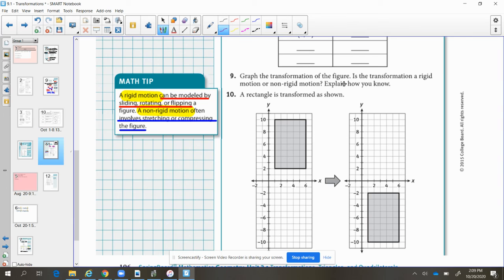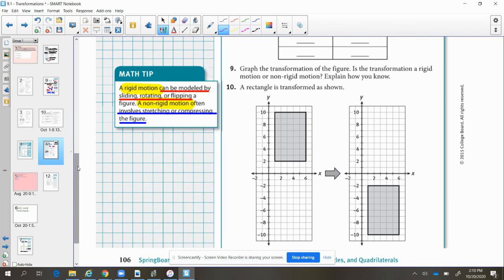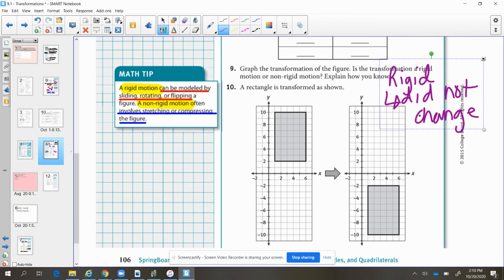Is this going to be rigid or non-rigid? What do you think? Hopefully you said that this was rigid because we did not change the size or shape, just where it was located. We just shifted it to the left and up.